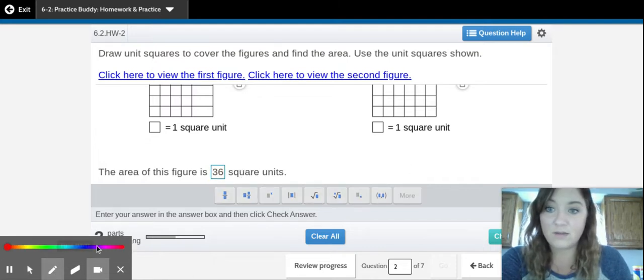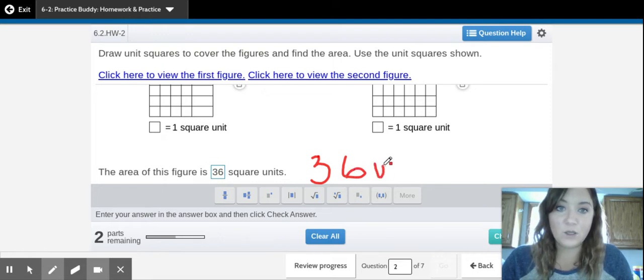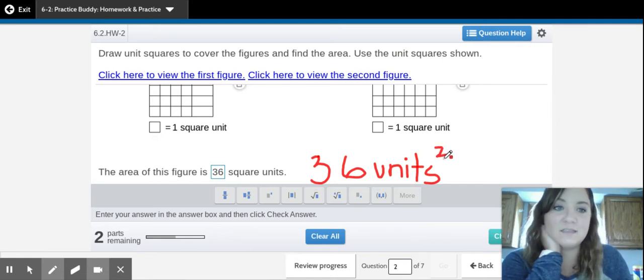I do want to show you guys another way that you might sometimes see square units written. So that could also be written like this: 36, and might say units squared. And another way to say square is to just put a little 2 in the air. So if you ever see this symbol like this, that's a very common way to show square units. So this just means square. You guys might have seen that in Prodigy.